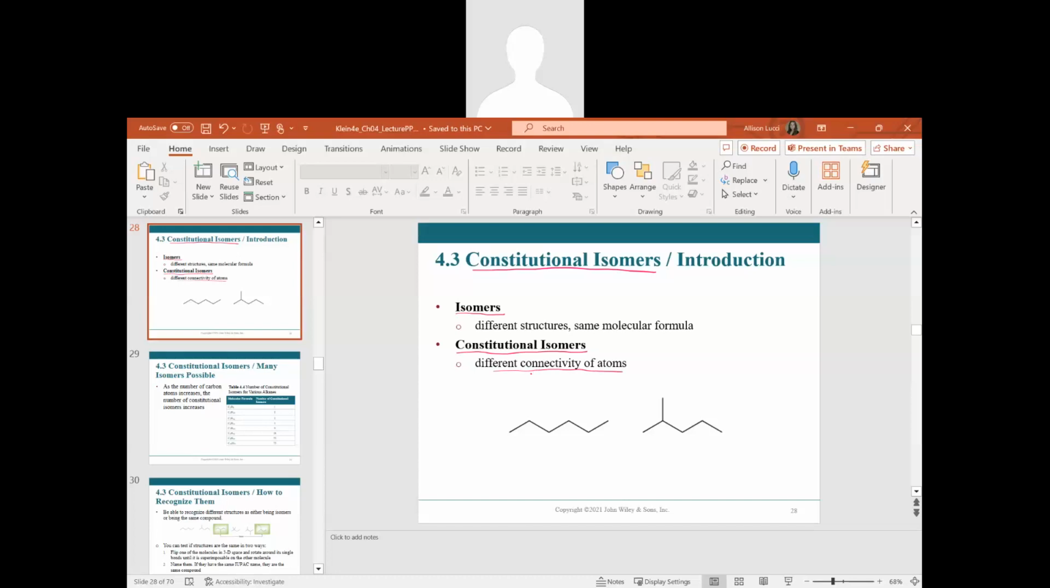So what we see down here with this example, these two structures would indeed have the same molecular formula, the same number of carbons, same number of hydrogens, but we can tell here that this carbon specifically is connected to, in this structure, 2 carbons and 2 hydrogens, whereas in this second structure, it's connected to 3 carbons and 1 hydrogen. So even though the same amount of carbons and hydrogens exist, we would call these constitutional isomers because they have different connectivity of those atoms.